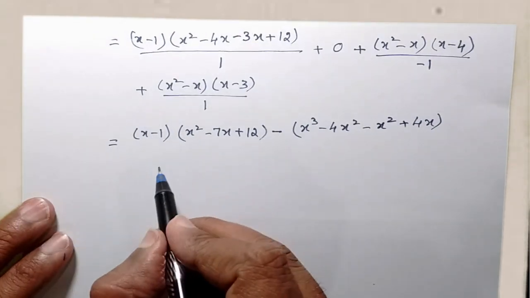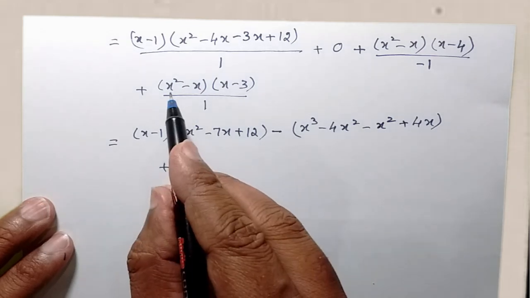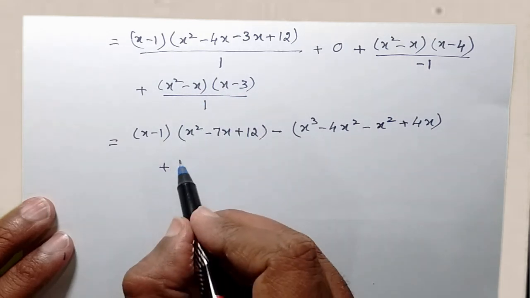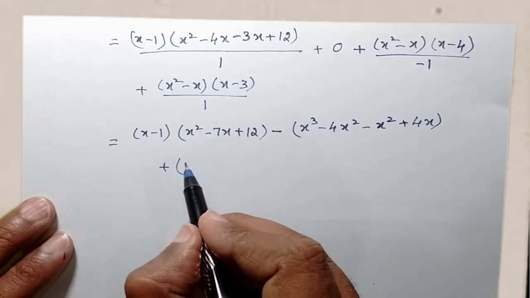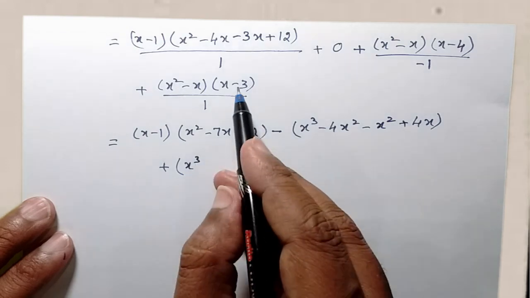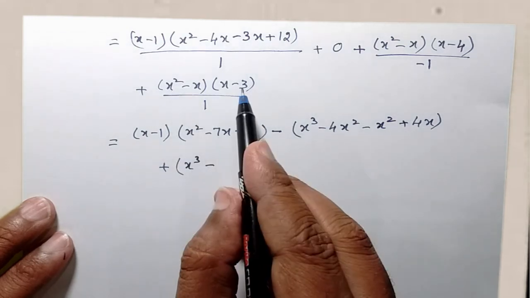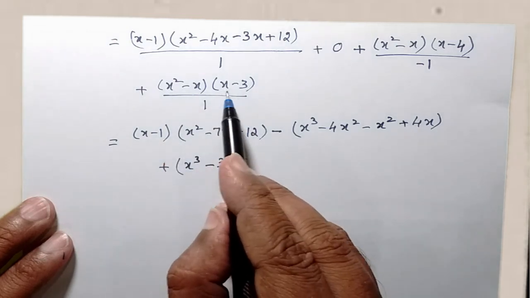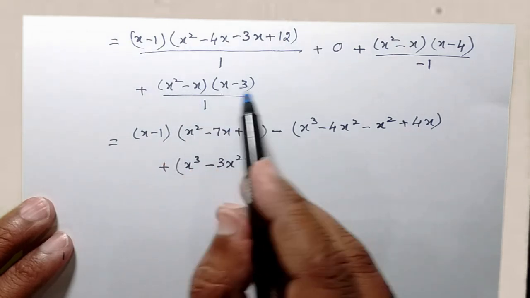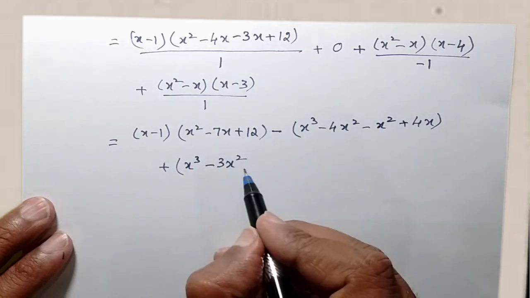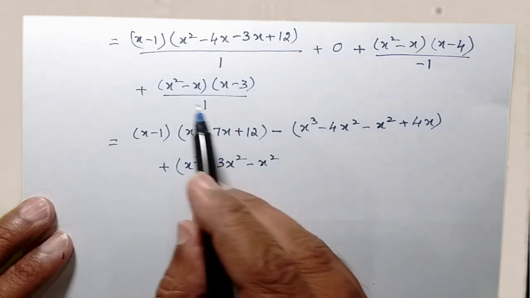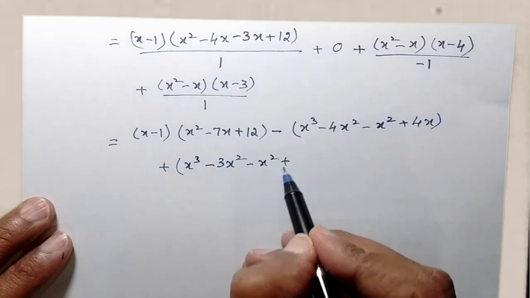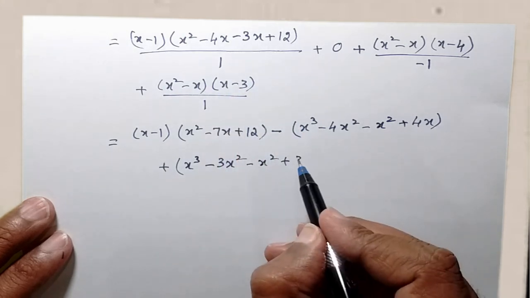Now move on to this term plus. Again x square has to be multiplied with x minus 3. So x square into x will become x cube. Minus of this x square into 3 will be 3x square. So with x square I have multiplied both the terms. Now with minus x I have to multiply. Minus x into x will be minus x square. Then minus of minus will be plus. So x into 3 will be 3x.